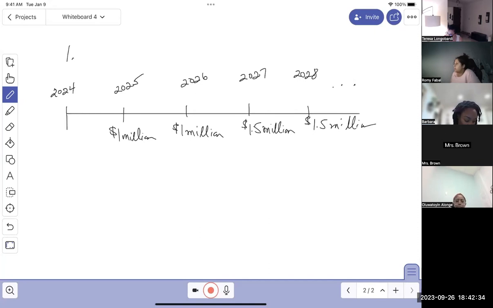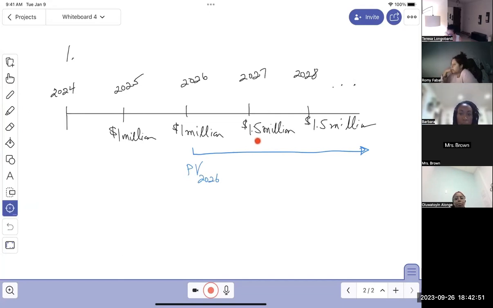So is this going to be worth 14 million? How do we figure it out? First, we recognize that this over here, starting one period before the first 1.5 million, is what? What kind of stream of cash flows? What do we call that when that goes forever? Perpetuity. So this is a perpetuity.